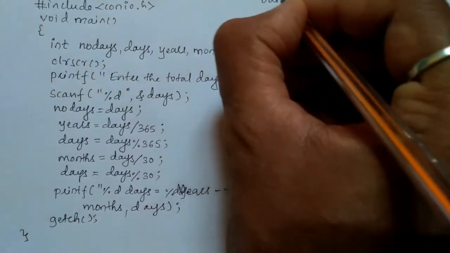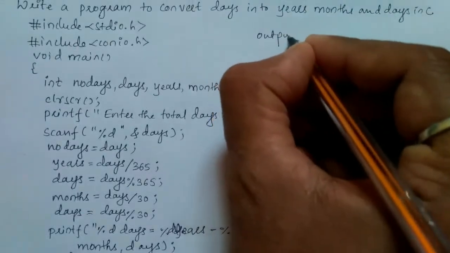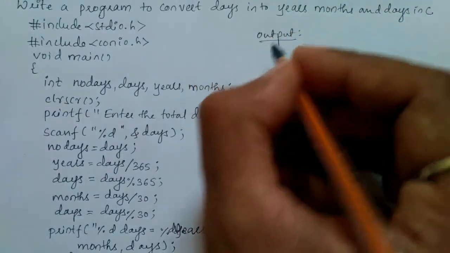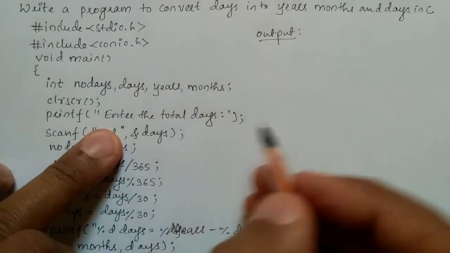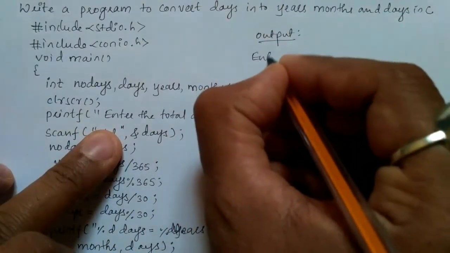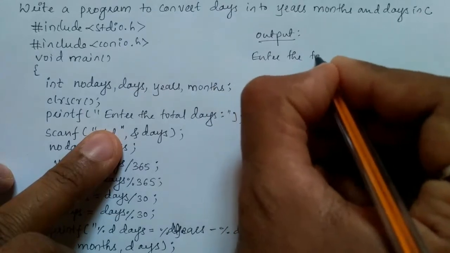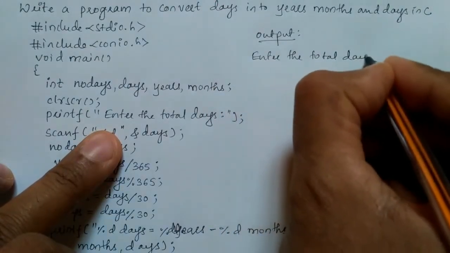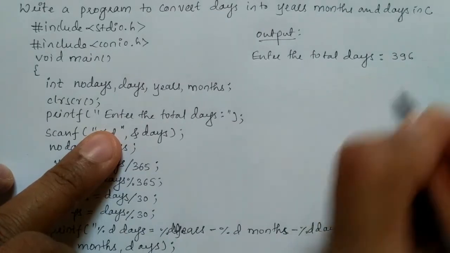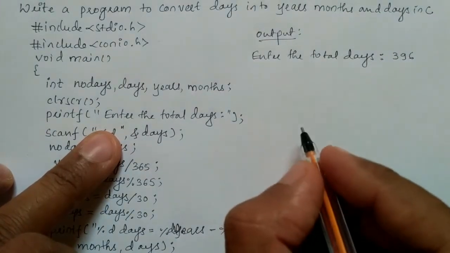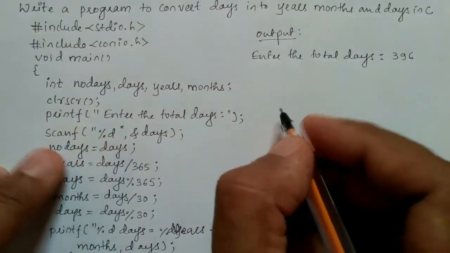So let me write here output. When we compile and run this program, it will ask the user to enter the total days. Enter the total days will be printed. So here I'm going to write 396, for example. If you want, you can change the value and check out.